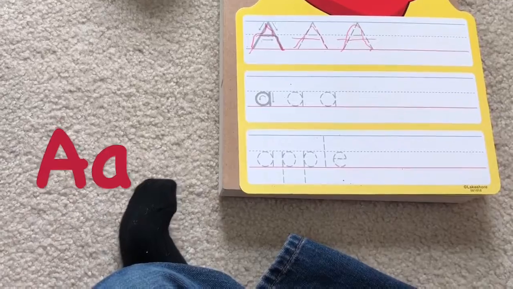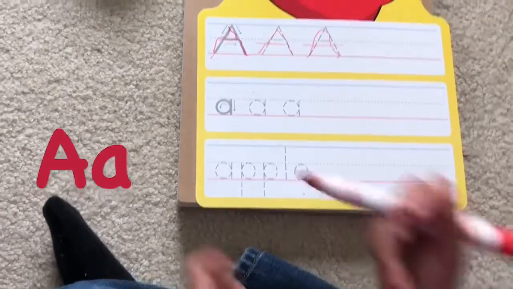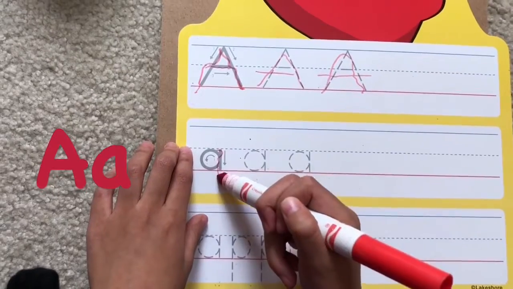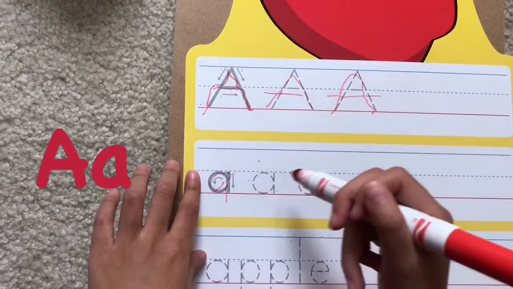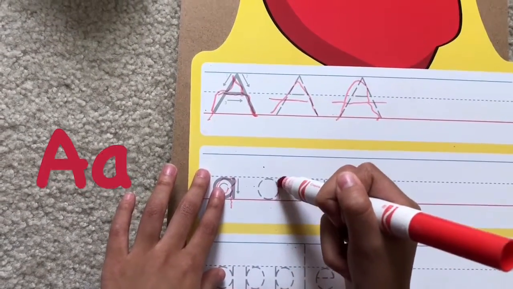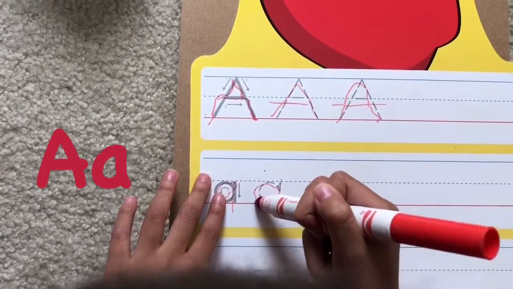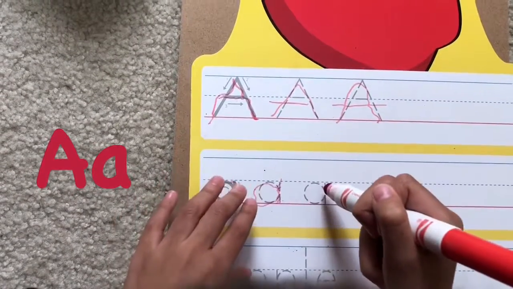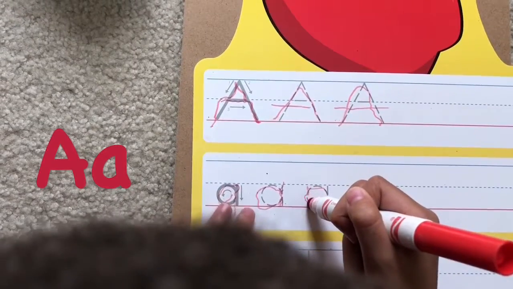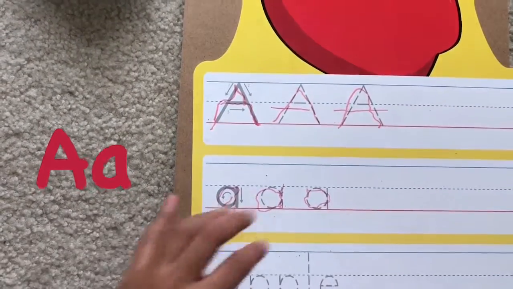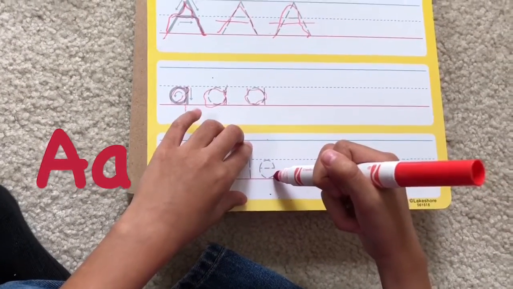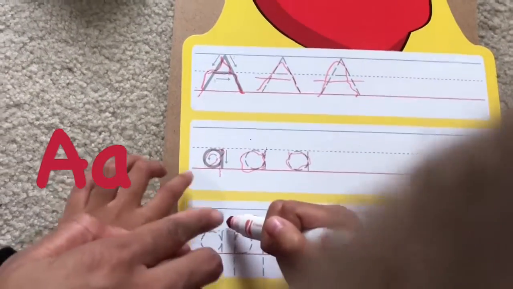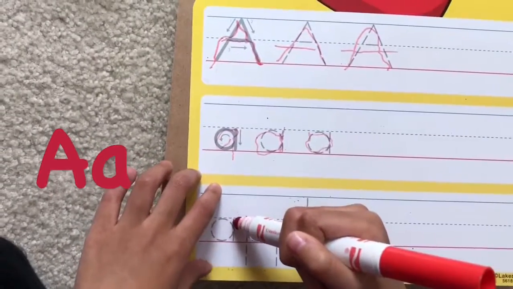Okay, now the next one we're going to do is we're going to trace the little a. Great. Terrific. And last but not least, awesome job. Okay, and the last thing that we're going to do is we're going to trace the word apple. We're going to start off at the beginning though. We're going to start off with the A and then work our way down. Good job.